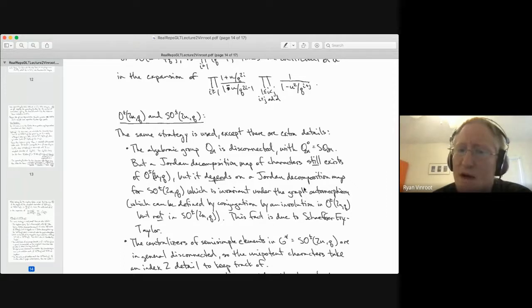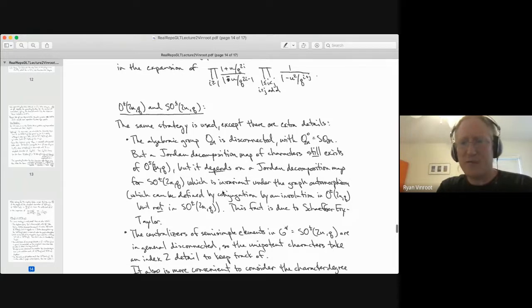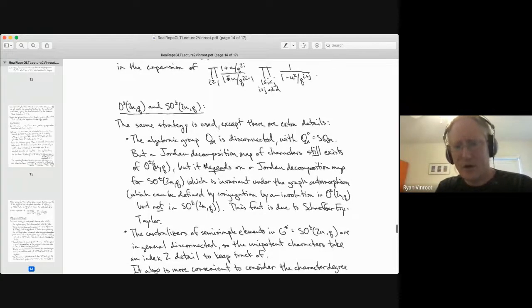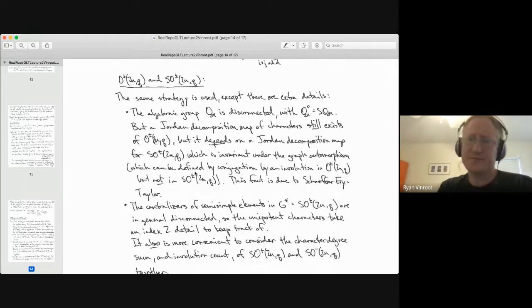So this was a problem that I realized when I was trying to make this computation, but Jay Taylor and Mandy Schaefer-Fry wrote a paper in which they were able to clarify this. And this seems to be some deep fact about Jordan decomposition maps and commutation with automorphisms that come from the algebraic group. So this is one problem that has to be solved, and it is.